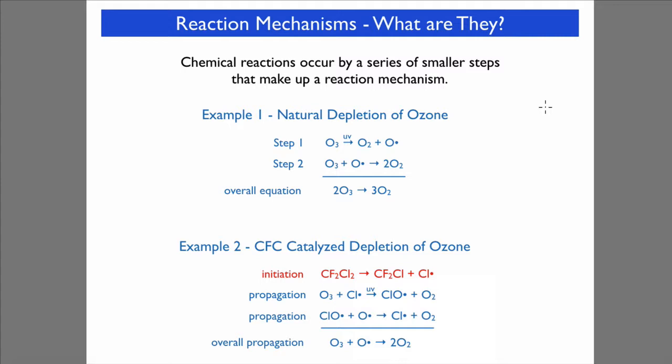Here in example 1 we can see the natural depletion of ozone. You can see here that ozone in step 1 undergoes homolytic fission because of UV light, and it splits into an oxygen molecule and an oxygen free radical. Then in step 2, ozone reacts with the oxygen free radical, the very reactive species, to give 2 oxygen molecules. The overall reaction will be as so.